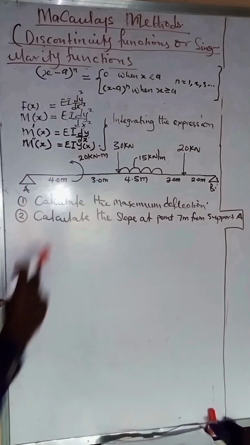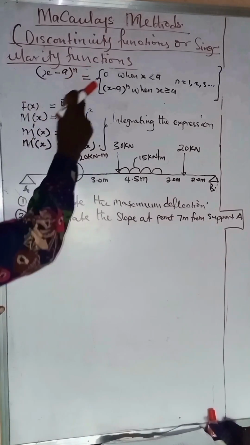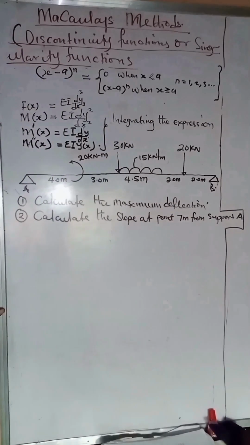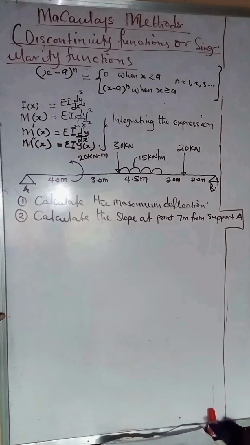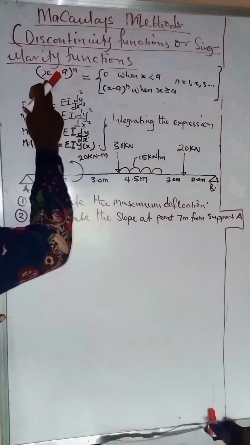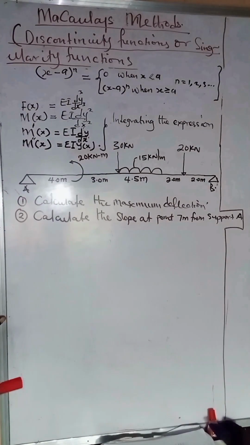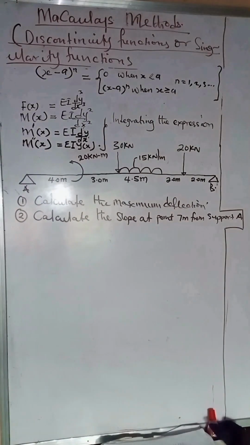So the Macaulay's method has a standard function of x minus a raised to the power n equal to what? 0. The idea is that this function, x minus a raised to the power n, is equal to 0 when x is lesser than a. Remember that our x is a variable, a is the constant, where x represents distances along the beam. This function is equal to x minus a raised to the power n when x is greater than or equal to a. Of course, we know that our n could be raised to the power 1, the power 2, and as it goes, it could be any power as the function demands.